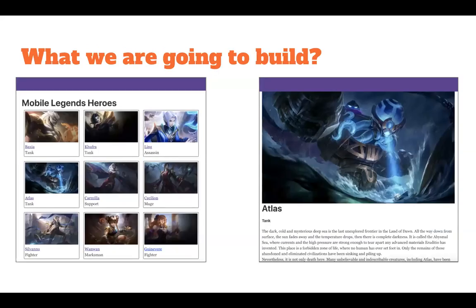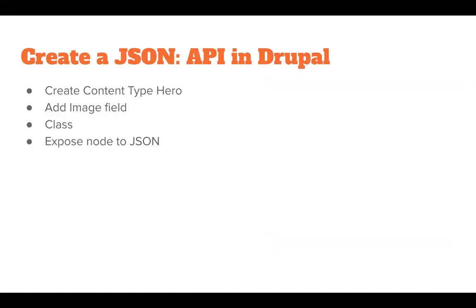So what we are going to do is create a gallery. If anyone of you is familiar with Mobile Legends, we're going to create an API that we could use to feed Gatsby. So let's start. We're going to create a JSON API. First we have to create a content type, Hero. Then we're going to add an image field, then class. Then we're going to expose the node to JSON.